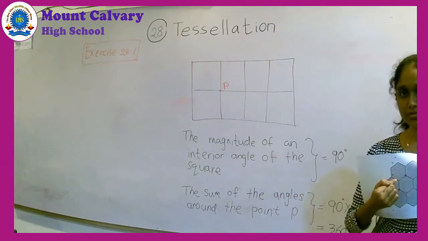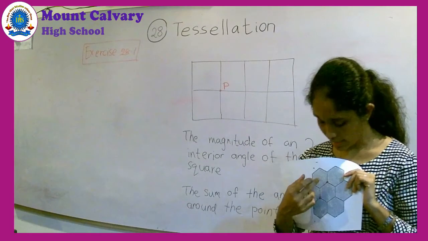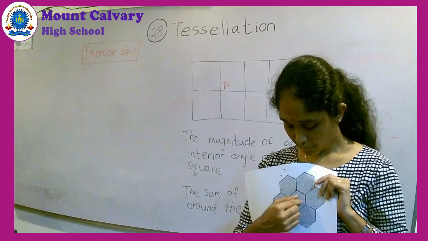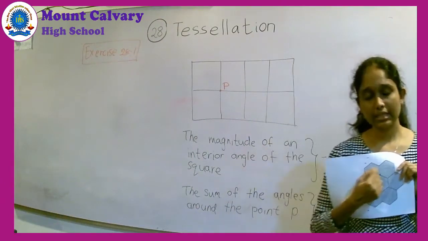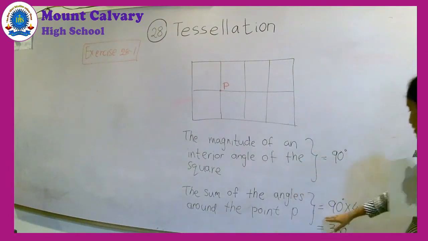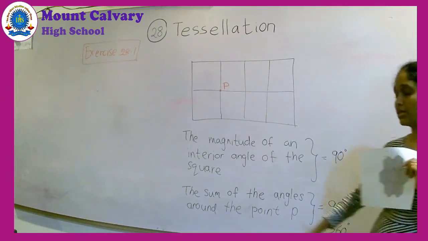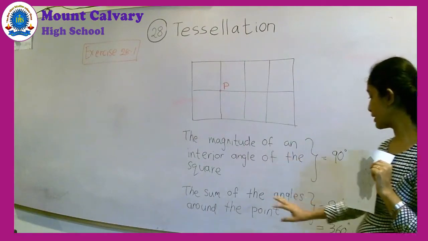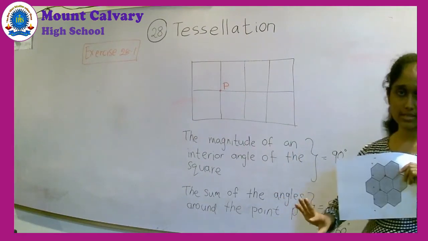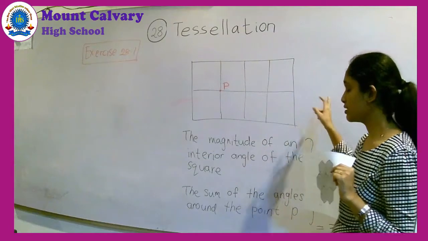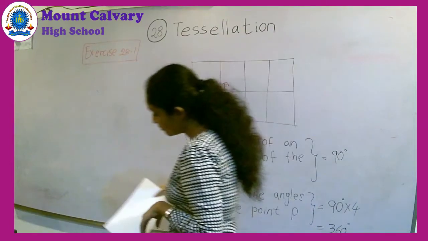Up to now, you don't know that one, right? But it's 120. So how many such hexagons? Three. So 3 times 120 is also 360. By using this one also you can prove that the sum of the angles around any point is 360. The sum of the angles around any point, right?